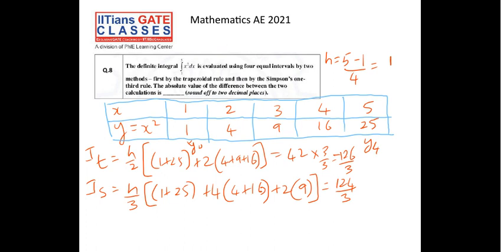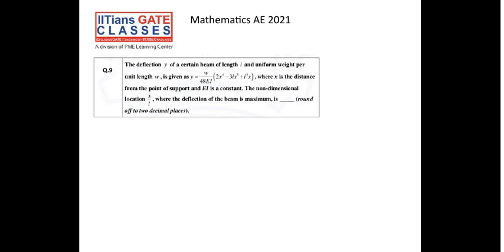Let's just multiply and divide this by 3 for convenience. 42 into 3 is 126 by 3. So by taking the difference, we get 126 by 3 minus 124 by 3. It comes to 2 by 3, which is 0.667. So the correct answer is 0.667. Let's move on to the next question.